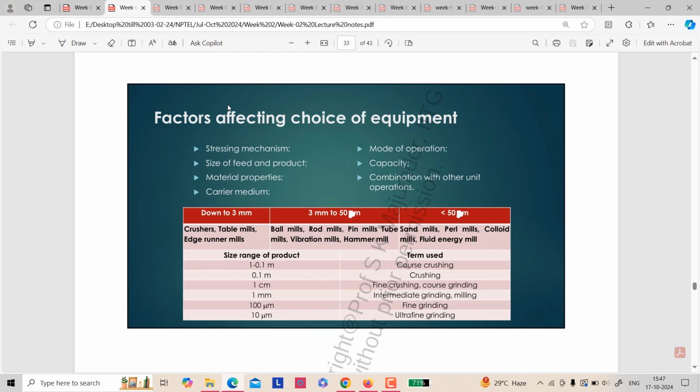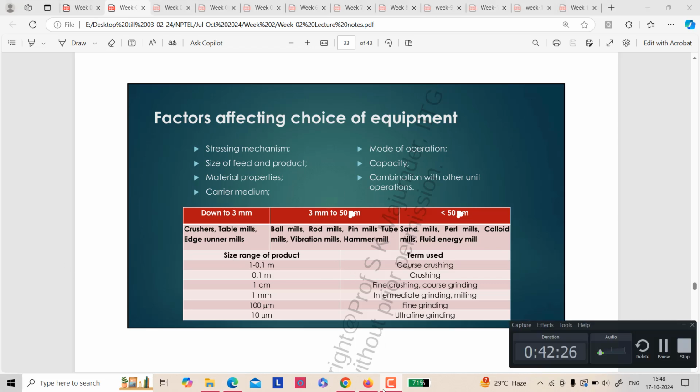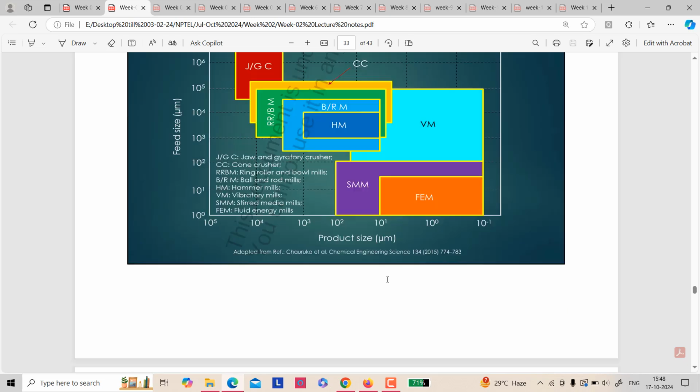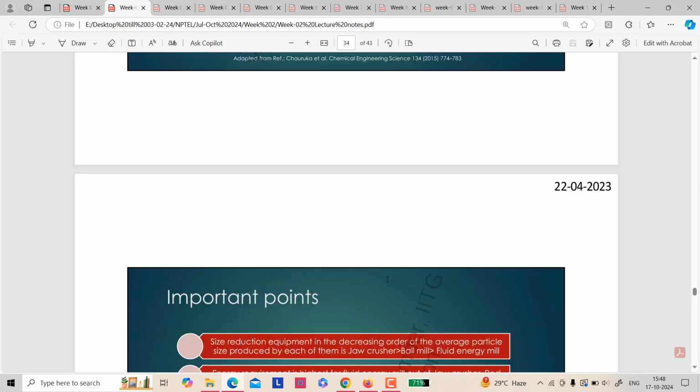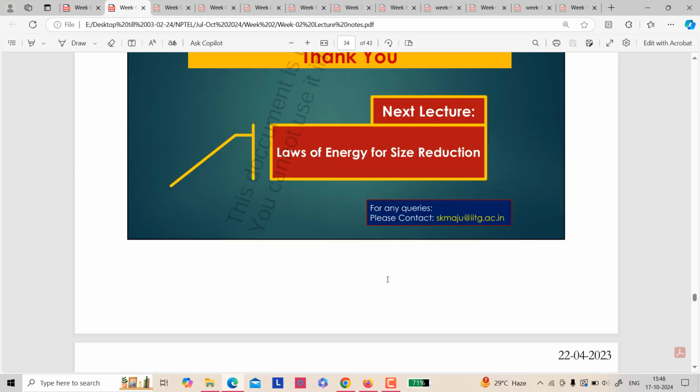Then comes the material properties, carrier medium, mode of operation, capacity, and combination with other unit operations. So these are the factors affecting the choice of the equipment. Okay, so this is for the second week.